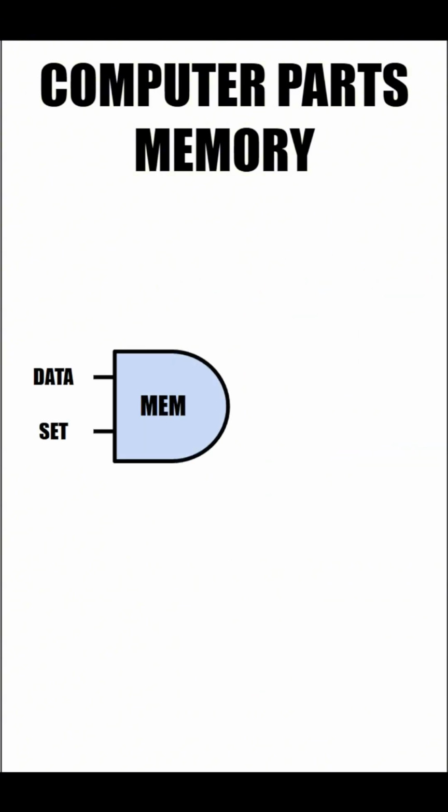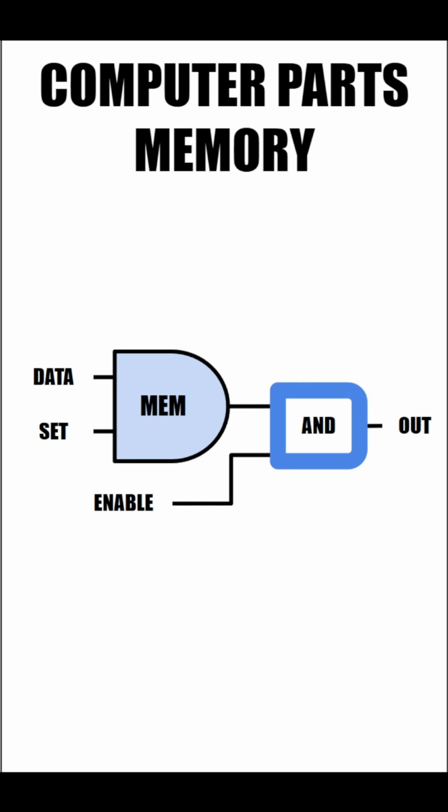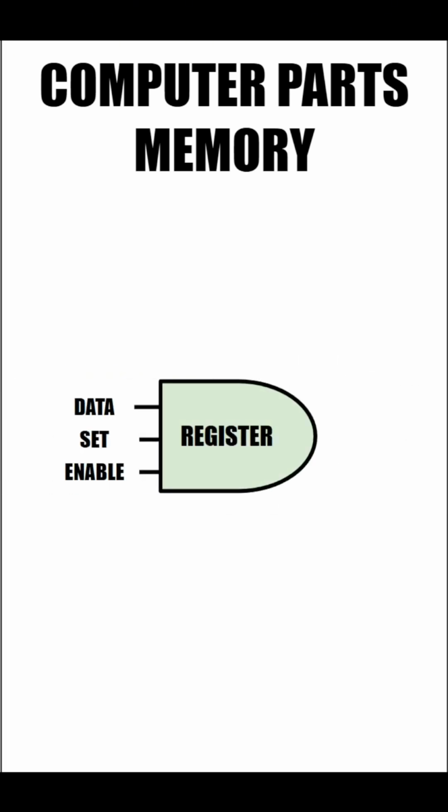But there's one more thing we're going to do. We don't want our memory to constantly be reading or constantly outputting what's in it. So to fix this, we're going to add an enable function by giving another input and ANDing it with the output of the memory chip. Therefore, we can have whatever we want saved in the memory, but not always be reading it in the output. So let's replace this with a register, and that's what we just built.